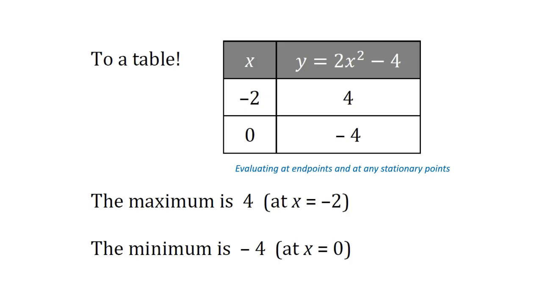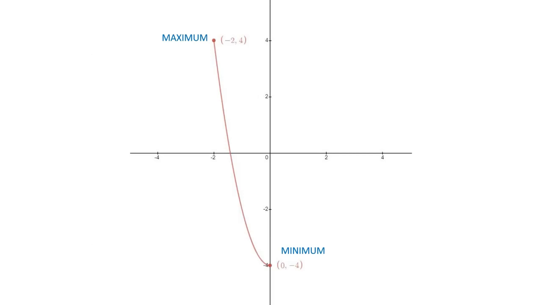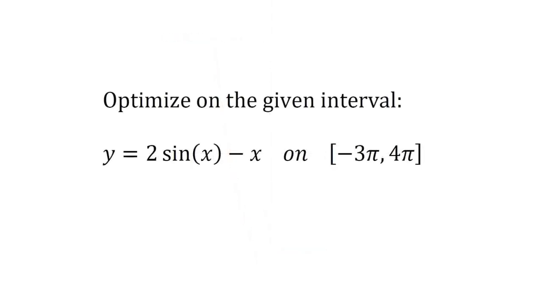And here it's quickly revealed that the endpoints do give the maximum and minimum values for this section of this parabola. And that's kind of how this works. You're looking at a section of a curve, and assuming that it's well behaved enough, you'll achieve a maximum value and a minimum value. So let's now take a look at a trigonometric function.